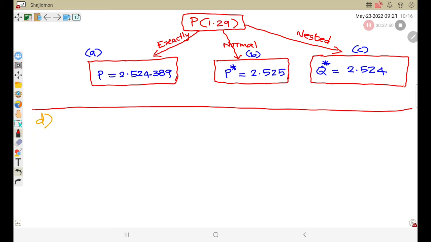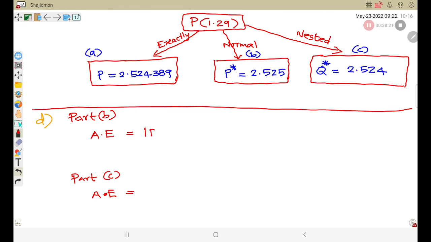What is the D part of the question? Compute the absolute error from part B and part C. Part B, what is the absolute error? We need to calculate. And part C, part C means the nested form. What is the absolute error we are getting? That means which method is getting the more accurate answer, nested or normal method? Nested method is getting the more accurate answer. So first part B, the normal method we are doing.